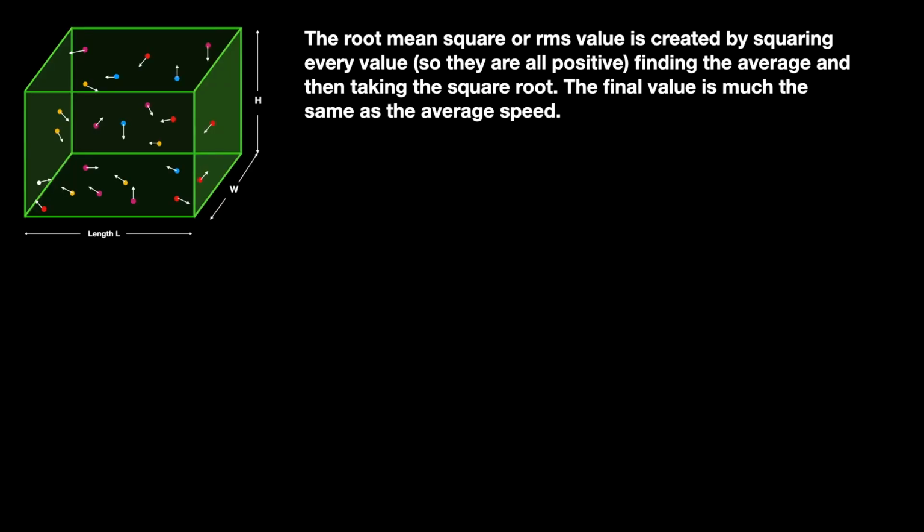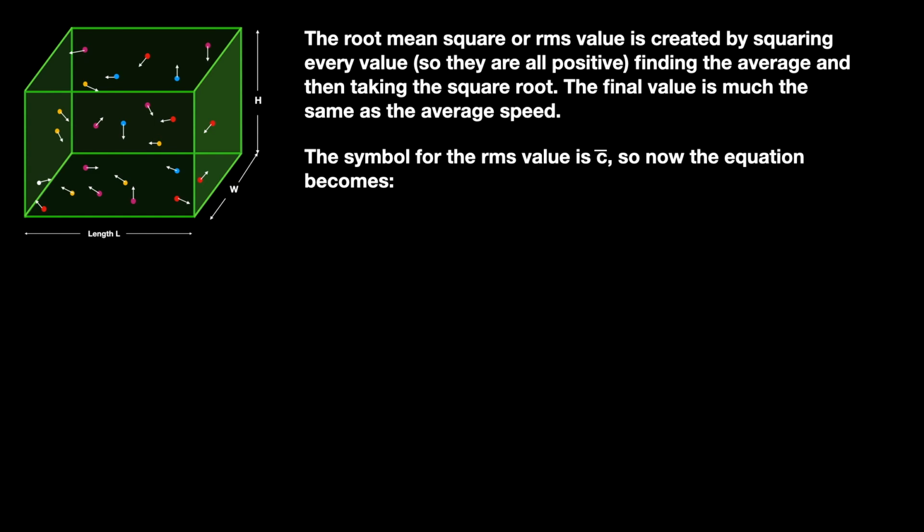So what we do is we use what is called the root mean square velocity, the RMS velocity. And that is created by squaring every value, so they'll all be positive, finding the average, and then taking the square root. The final value that we get is much the same as the average speed. This is a device. The symbol for the RMS value is C with a line above it, bar C. So now the equation becomes pressure is N m bar C squared over 3V.